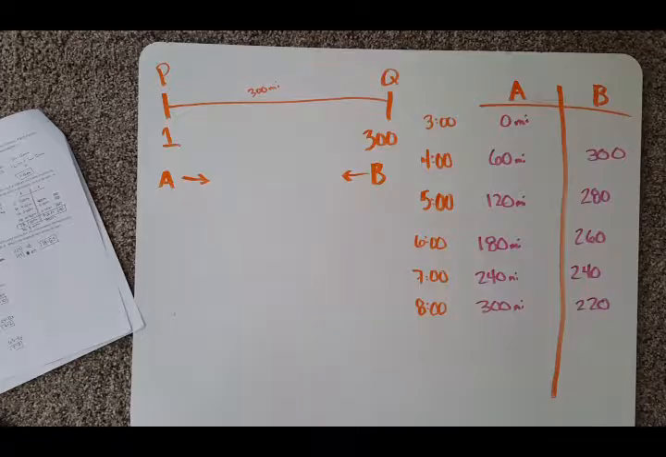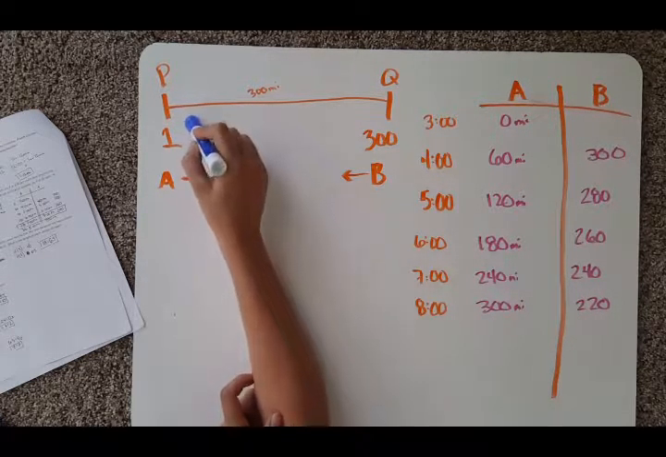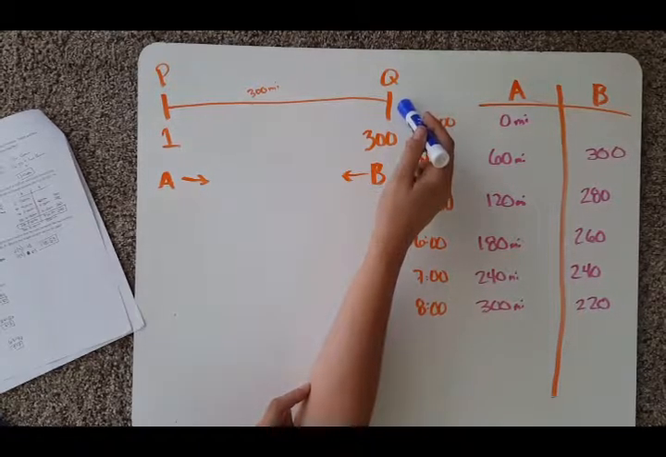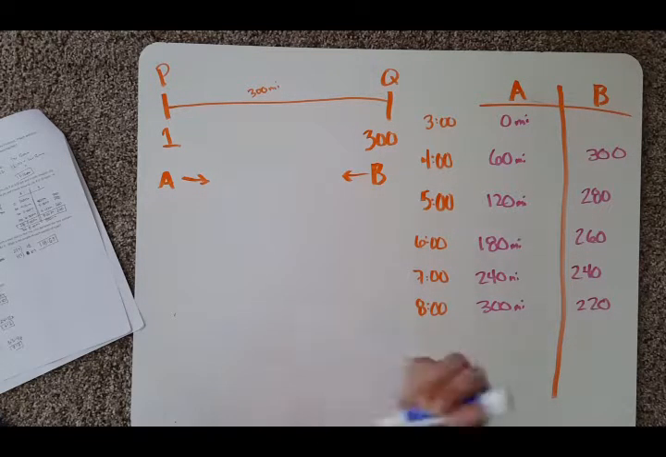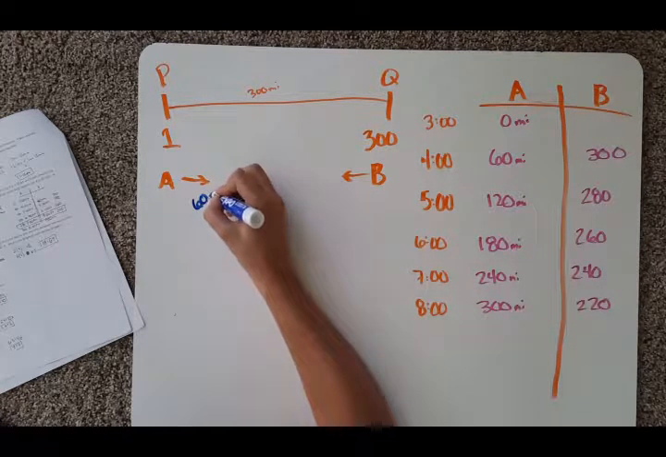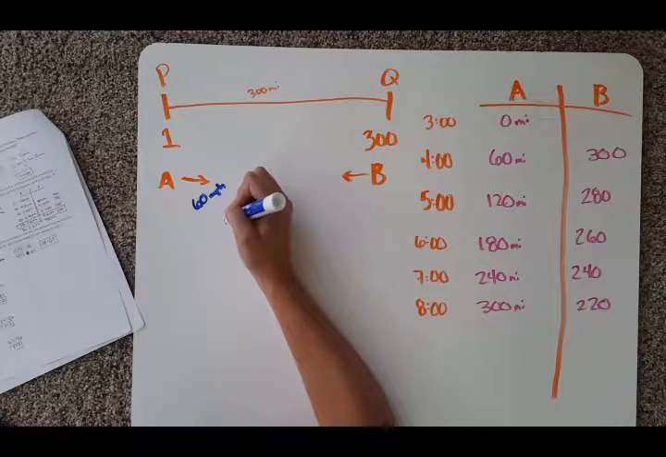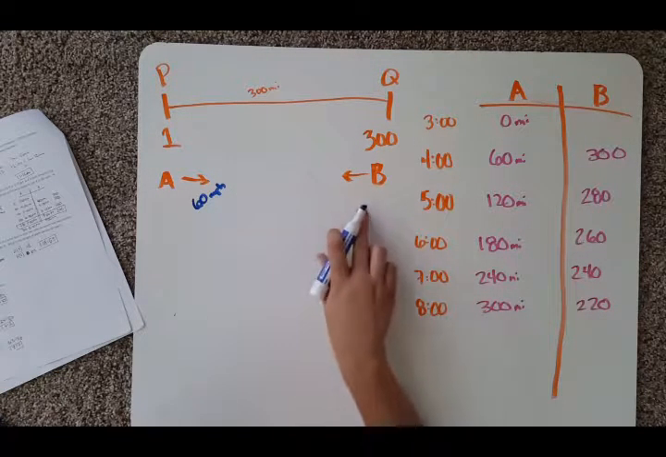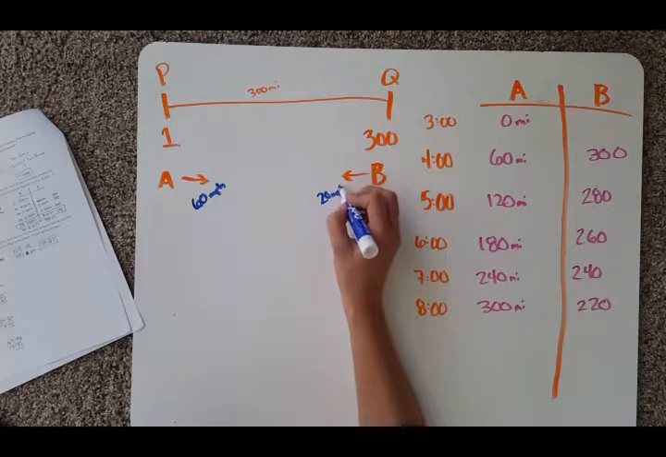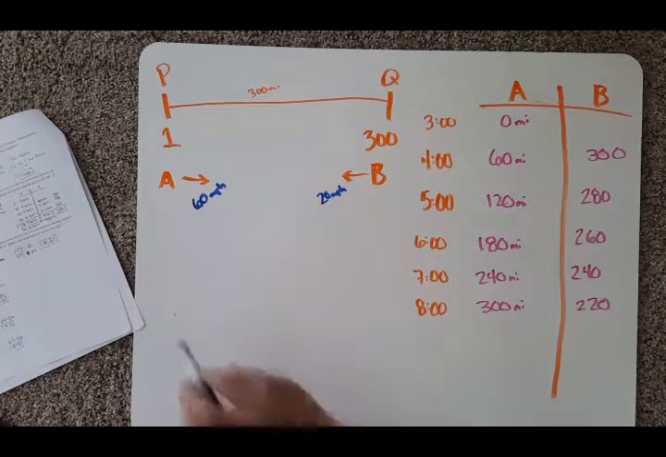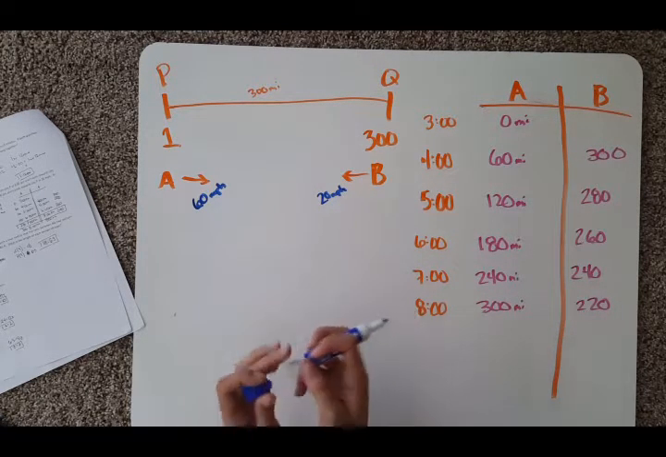All right, for question number 6, it says that city P is 300 miles away from city Q. Car A starts from city P at 3 p.m. and it travels towards city Q at 60 miles per hour. And then another car starts from city Q at 4 p.m. and travels towards city P at 20 miles per hour. We're asked to find what time the cars pass each other.